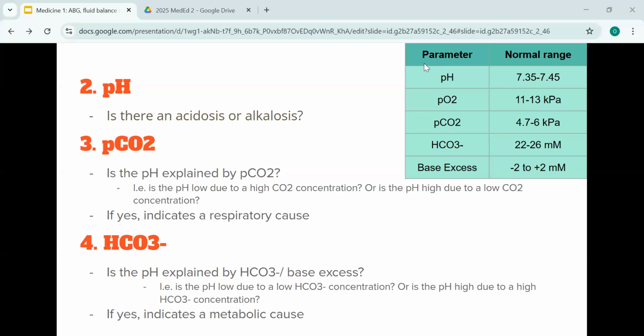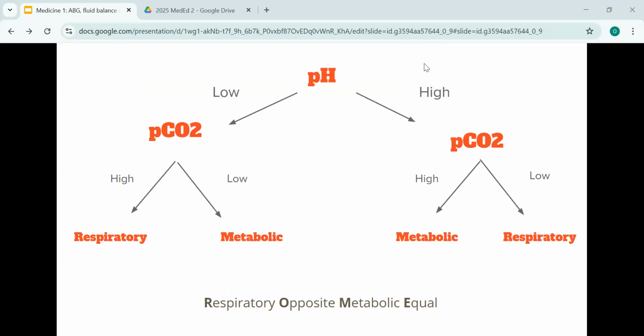So in summary, check whether we're in acidosis or alkalosis, see if the CO2 explains it. If it does, that's a respiratory cause. If it doesn't, have a look at the bicarb and see if it looks like a metabolic picture. So I like to work in flowcharts.